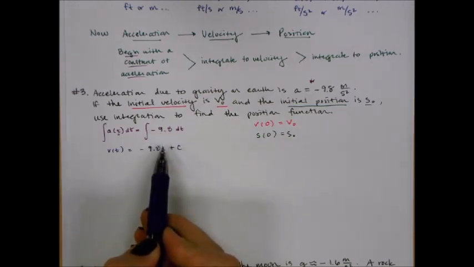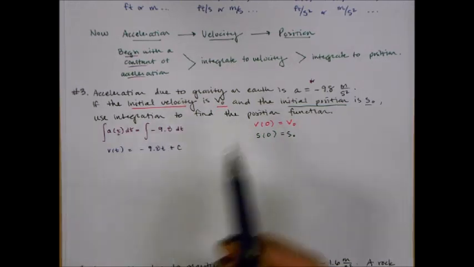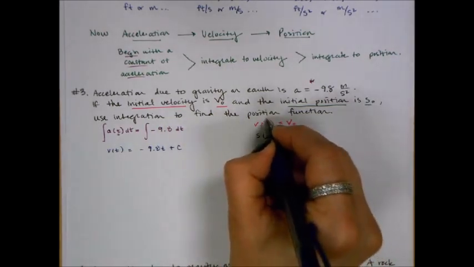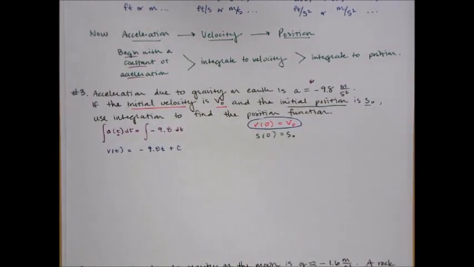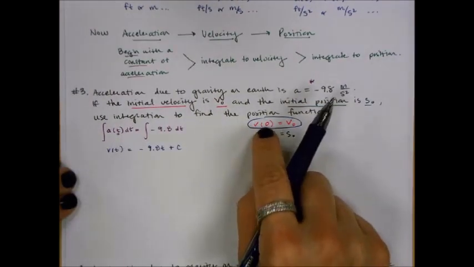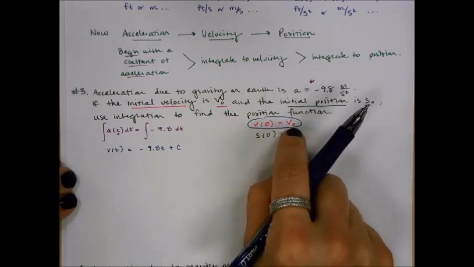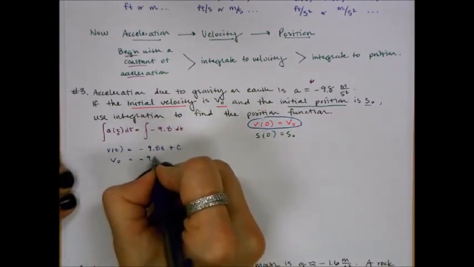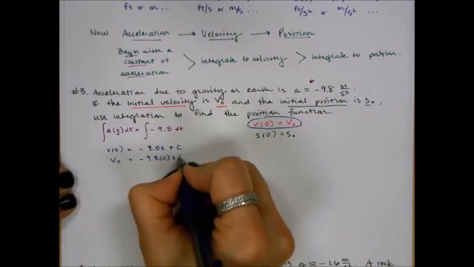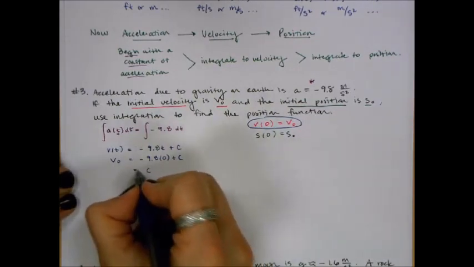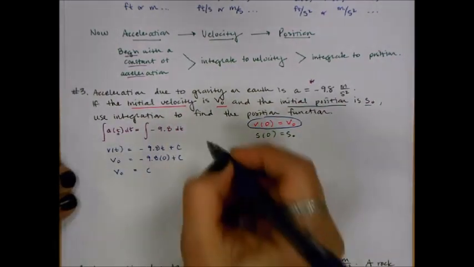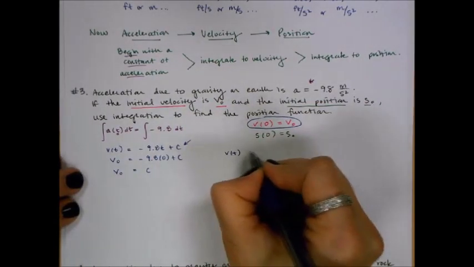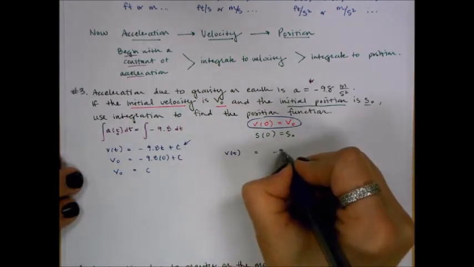And now I use my coordinate pair to solve for the constant. So we're going to take this right here, v of 0 equals v naught, and plug them in. This is a coordinate pair, the t value and then the velocity value. So v naught is equal to negative 9.8 times 0 plus c, and c is v naught. So we'll substitute that back into our equation. v of t is equal to negative 9.8t plus v naught.